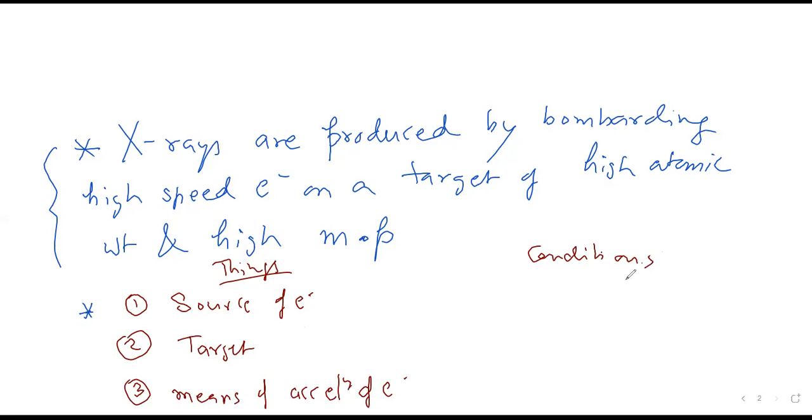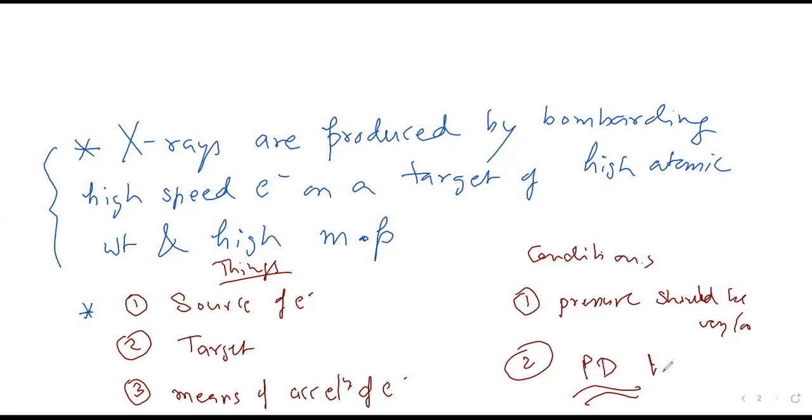Now, the conditions. First condition is that pressure should be very, very low. Then potential difference should be very high. So these are the two conditions, and these are the three resources that we require. If you have these five conditions and resources ready with you, you can generate X-rays, as simple as that.